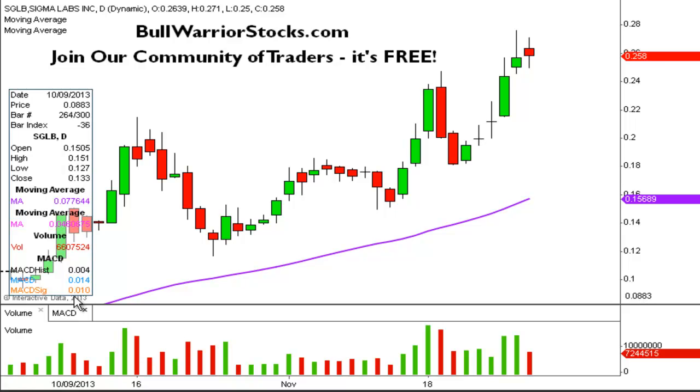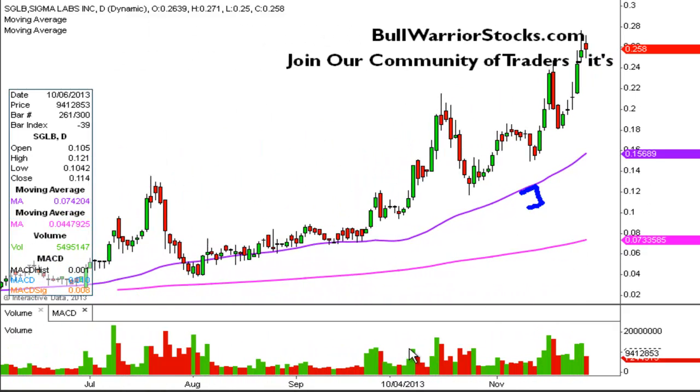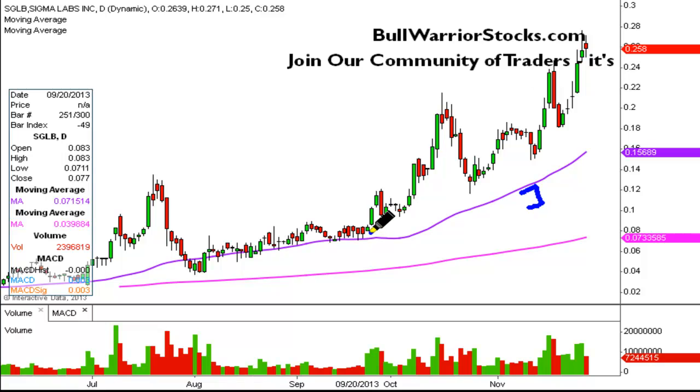So let's get this thing annotated, and that way everybody's got an idea of what's going on from the technical perspective. First thing I want to do is just start off with some supports. At the end of the day, the key level of support is this purple line here, which is the 50-day simple moving average. Again, you can see that it's been tested a couple times. Here the price bounced, and here it did a good job of holding.